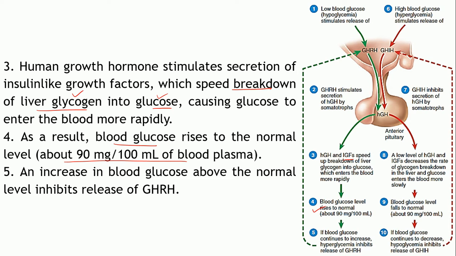Now, when this blood glucose level goes on increasing, what will happen? A time will come where it will go beyond the normal level, right? It will increase beyond the level. That condition is called hyperglycemia. So, this condition will in turn result in inhibition of the growth hormone releasing hormone. Okay, so it will be inhibited. The release of growth hormone releasing hormone will stop. So, what will happen? Release of human growth hormone will also be stopped, and all these processes will be stopped.